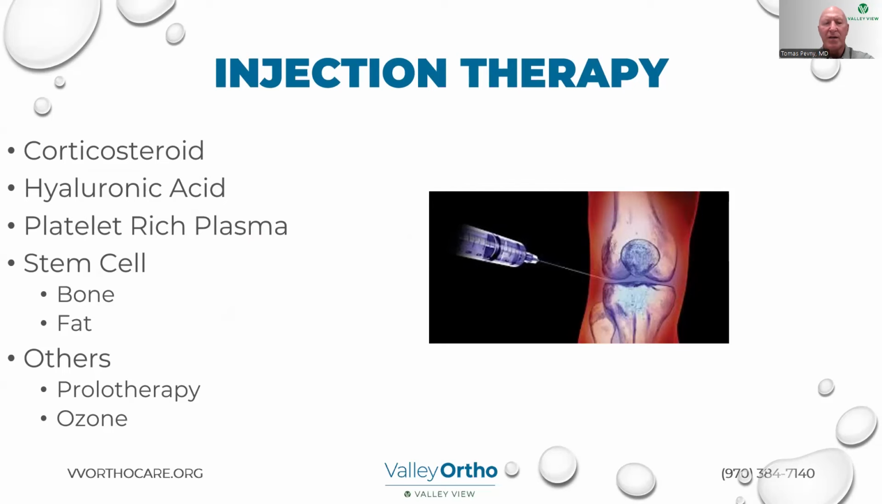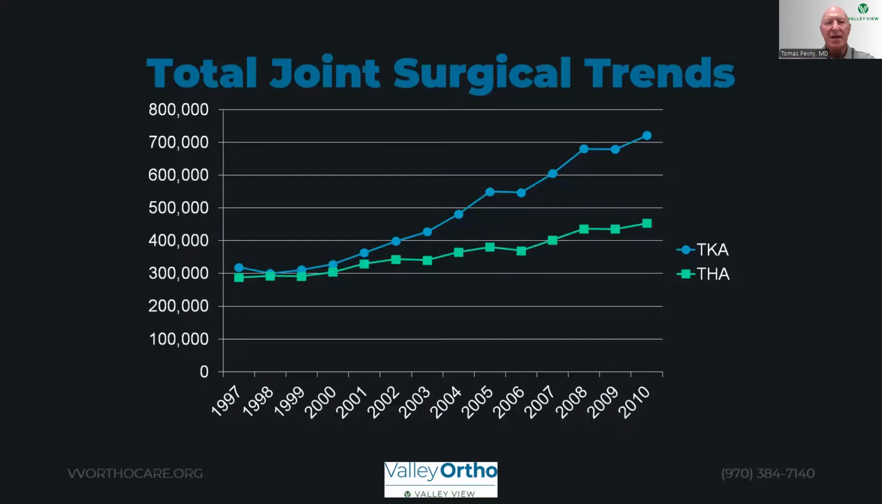And there's other kind of injections like prolotherapy, ozone. There's something called exosomes. And I'm interested in the exosomes, but they're not FDA approved, so they're really illegal to do at this time. So a lot of options out there with injection therapy. And if that all fails, then we start talking about joint replacement.